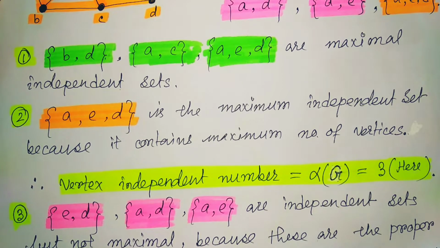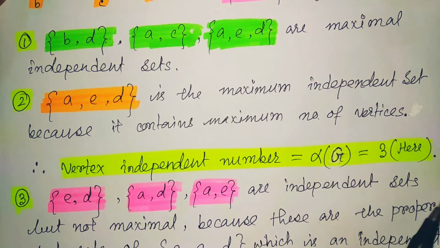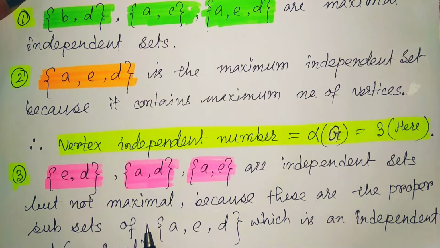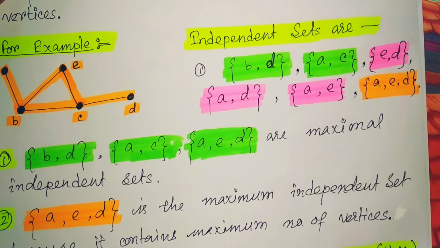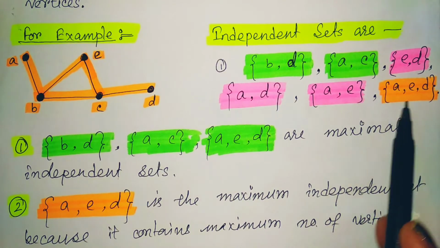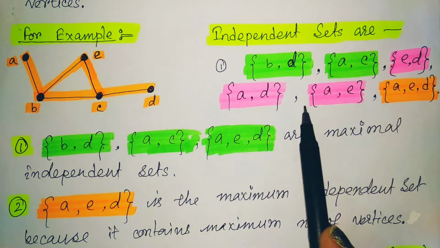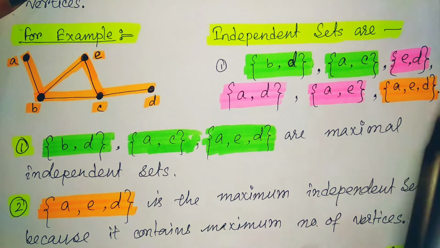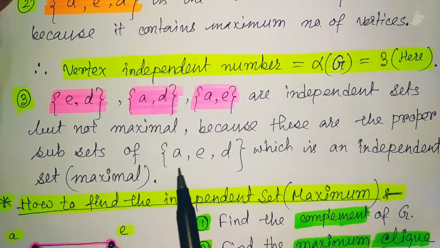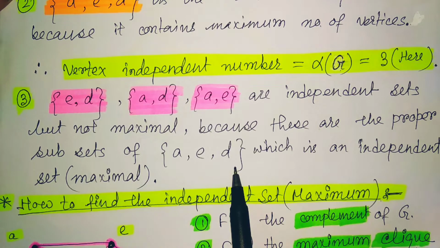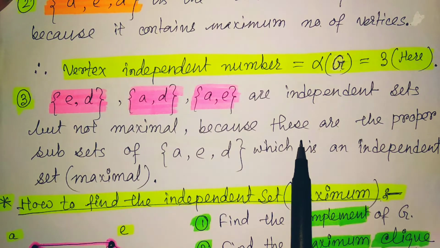Now here the pink sets, that means ED, AD and AE, are independent sets but not maximal because these are proper subsets of AED. We know that AED is the independent set. And look, ED is a subset of this one, AD is a proper subset of this one and AE is also a proper subset of this one. As these three are proper subsets of the set AED, we say that these are independent sets but not maximal independent sets.